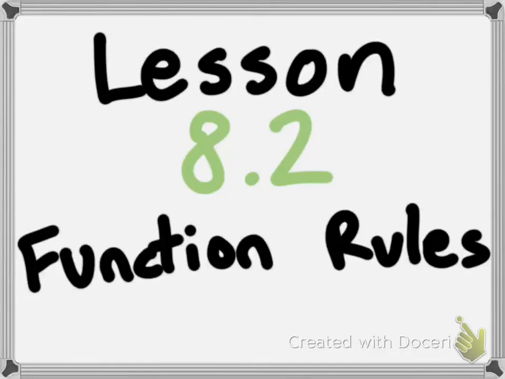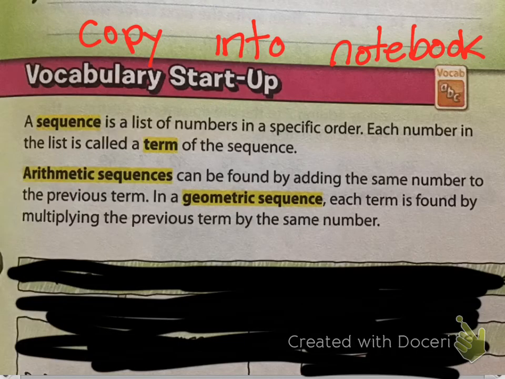So today we're doing lesson 8.2, function rules. I want you to copy this into your notebook. A sequence is a list of numbers in a specific order. Each number in the list is called a term of the sequence. Arithmetic sequences can be found by adding the same number to the previous term. In geometric sequences, each term is found by multiplying the previous term by the same number.